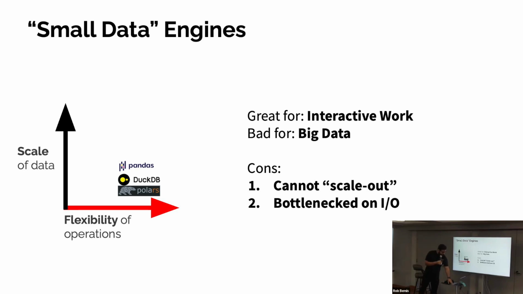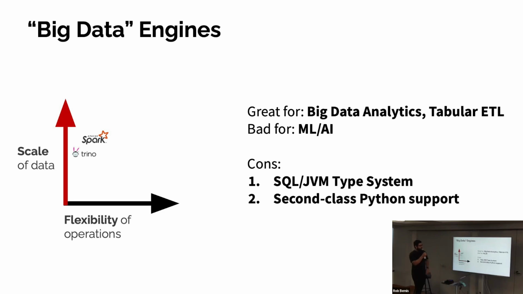Now, what about the big data engines? What are these good at? These are great for analytics. If I want to do a big aggregation of revenue for the last 30 days, this is a great tool to use. If I want to do a transformation of my rows of data, let's say I have a bunch of JSONs and I want to parse them and then put them into my data lake, that's also a great tool to use. But these are not great for ML and AI. Here's why. The type system follows convention from old databases or maybe Java.